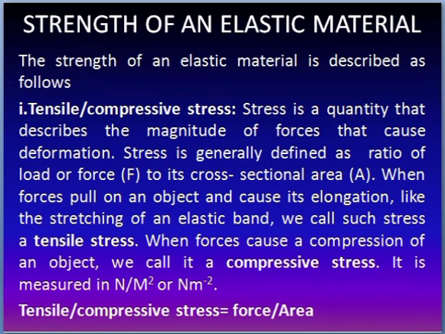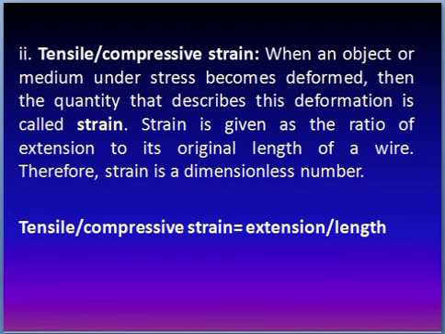So, when force pulls on an object and causes its elongation, like the stretching of an elastic band, we call such stress a tensile stress. And when force causes a compression of an object, we call such type of stress a compressive stress. Stress is measured in Newton per meter square because it is force divided by area. 2. Tensile or compressive strain.